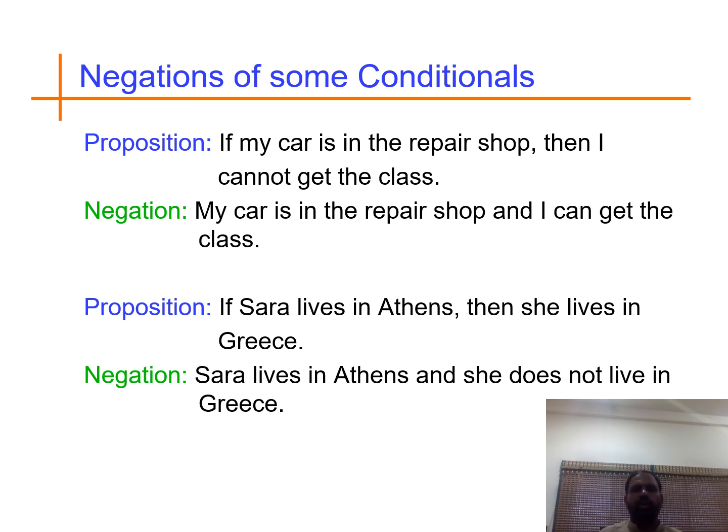Negations of some conditionals. Proposition: if my car is in the repair shop, then I can't get to class. If we negate this: my car is in the repair shop and I can get to class. This is the negation of the above proposition. In another example, if Sarah lives in Athens, then she lives in Greece. The negation is: Sarah lives in Athens and she doesn't live in Greece.